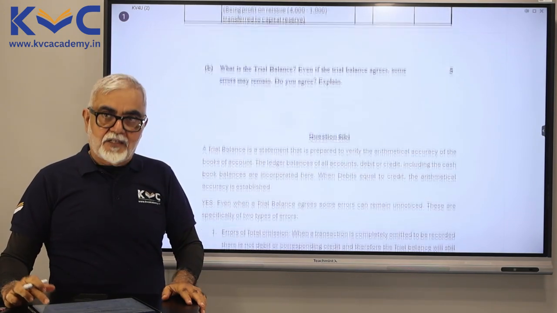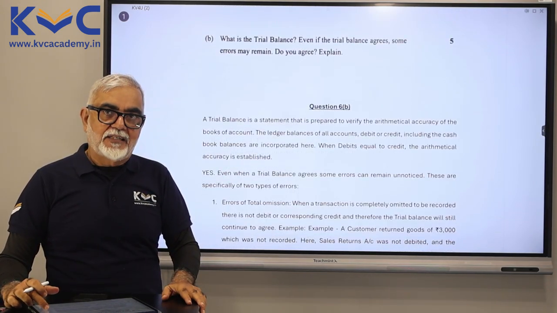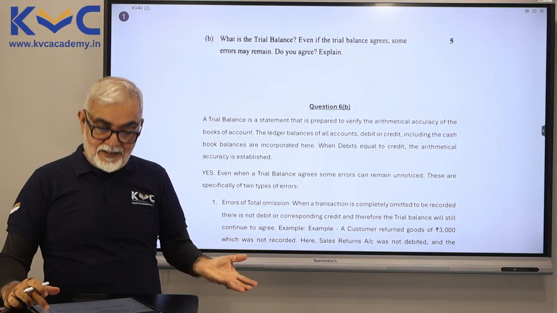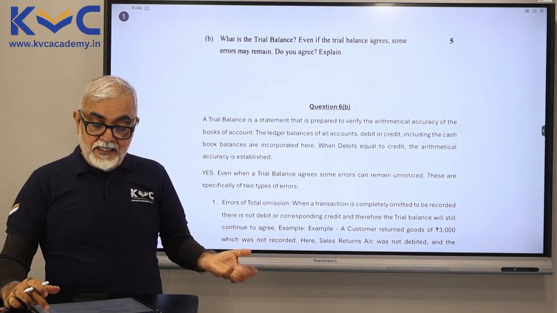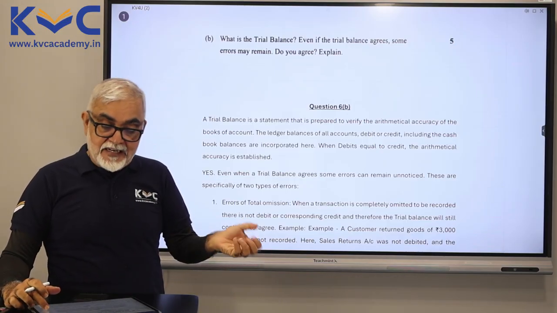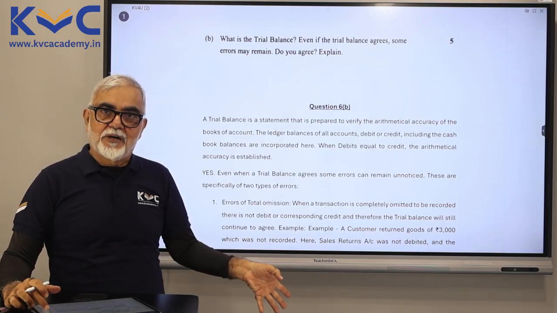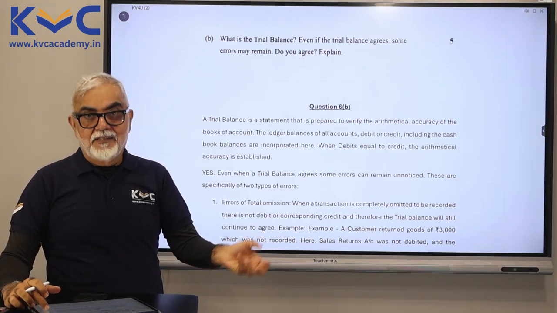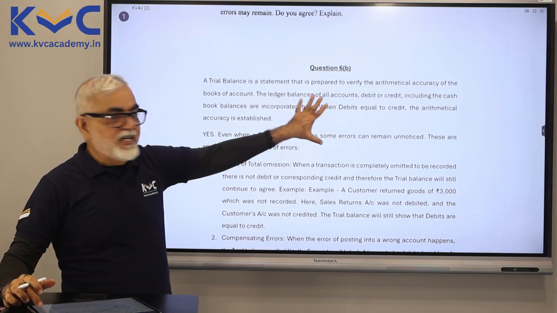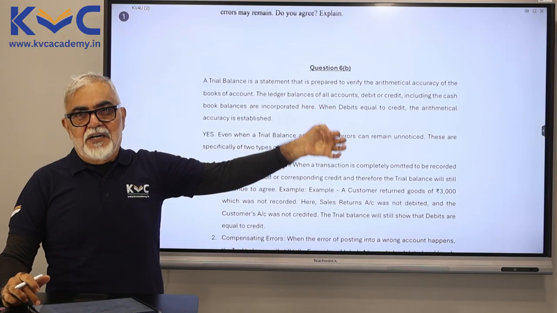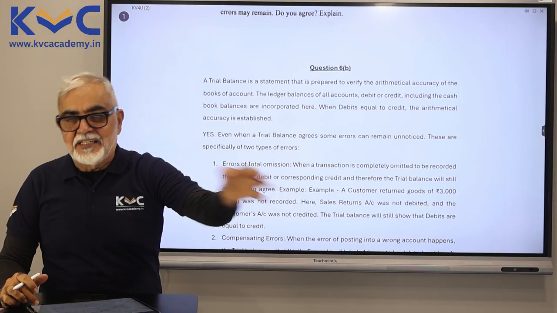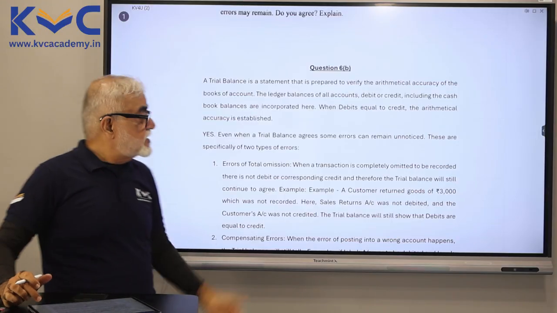And the last question for the entire paper was, what is a trial balance? And even if the trial balance agrees, some errors may remain. Silly question. 11th standard students should have got this question. They will answer it. Okay. So I gave you what is the trial balance, theory part. It is a statement prepared to establish the arithmetical accuracy of books of accounts.